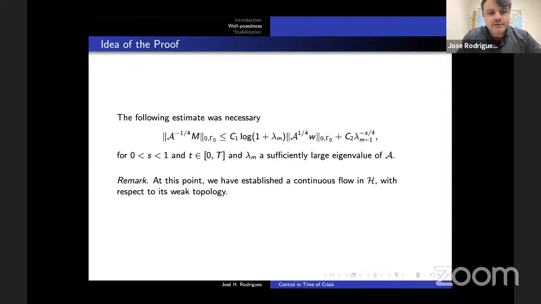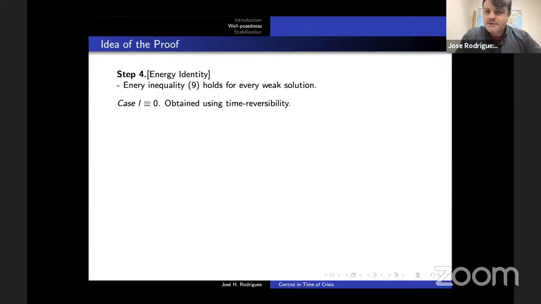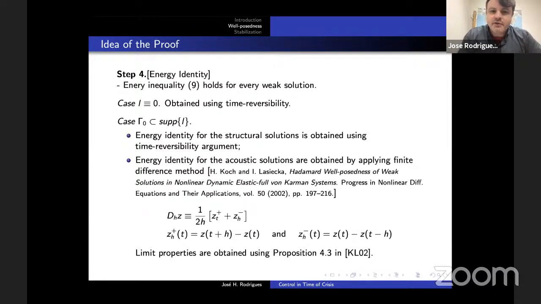Okay, so at this point we have this flow with respect to the weak topology. Next is to obtain the energy identity. That's the next step. In the case in which we know that the energy inequality holds for every weak solution, so in the case in which we do not have boundary dissipation for the wave, then we can use an argument of time reversibility, which allows us to recover the reverse inequality and therefore the energy identity.